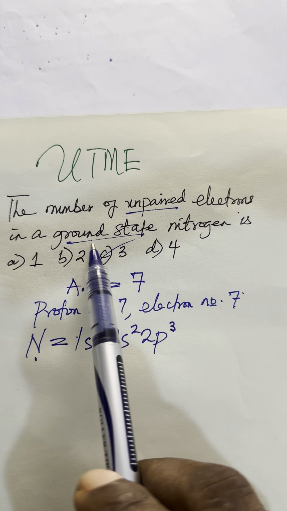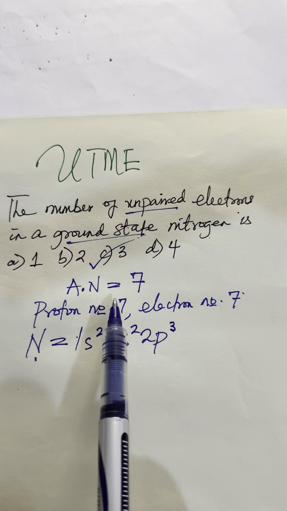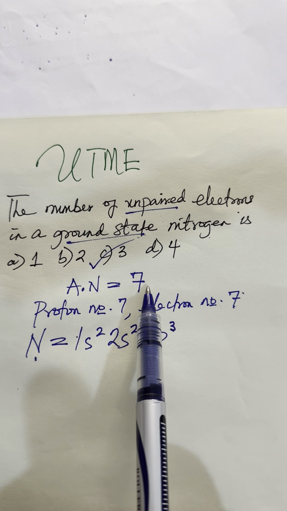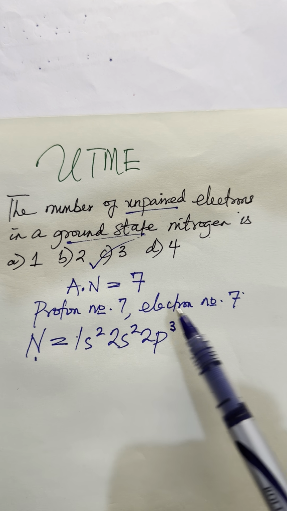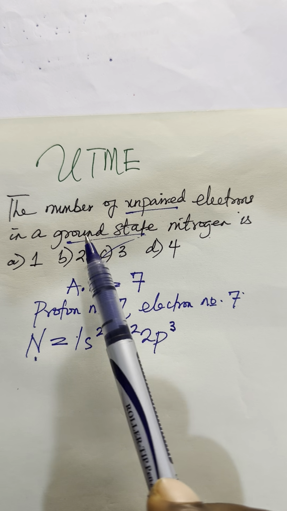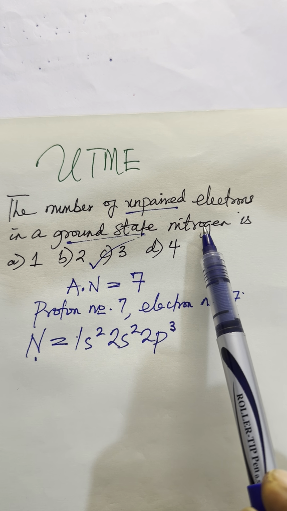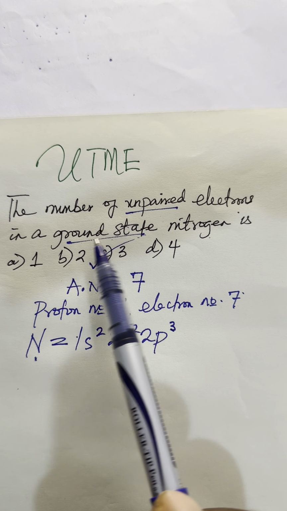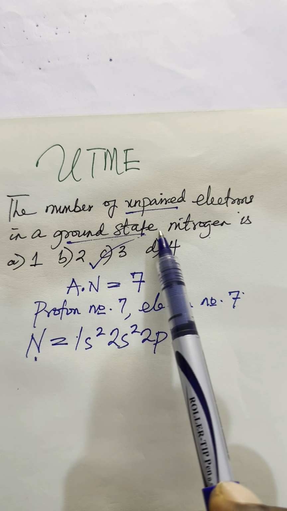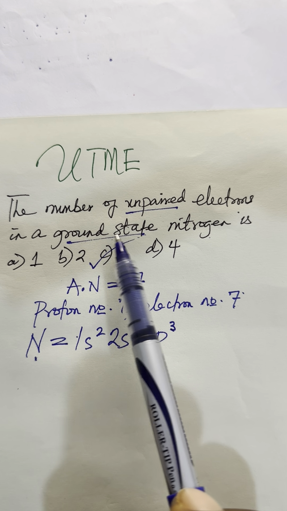Remember, they mentioned something, ground state nitrogen. The reason why I said that for an atomic number of nitrogen being 7, the proton number is 7 and the electron number is 7, is because of this statement, ground state nitrogen. What does this thing mean, ground state? It means it is the free state. Another name for ground state, you can use free state.